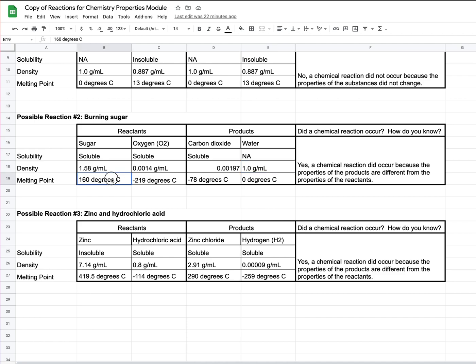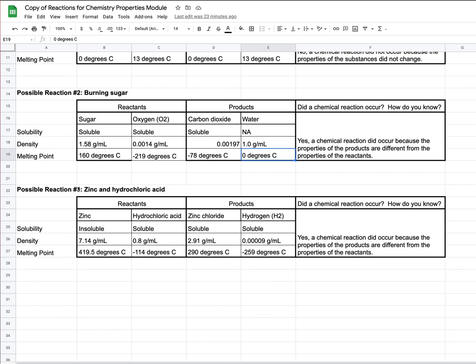Melting point, we go from something that has a pretty high melting point, 160, and a super low melting point, to something that has a moderately low melting point and another moderately low melting point. And again, notice the properties of the products are between the range of the properties of the reactants. So that's a really interesting pattern that we're seeing here. 160 to negative 78, 0. Properties are different, but they fall in between a range.